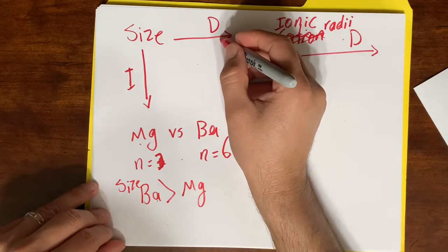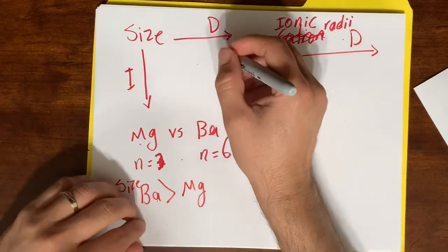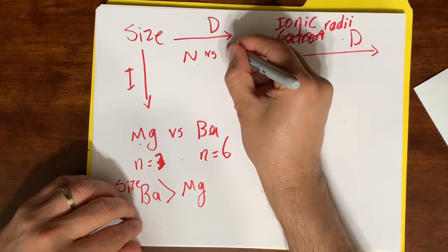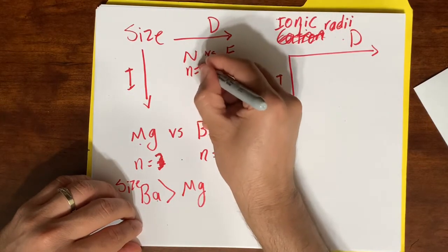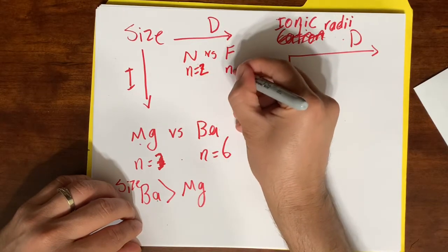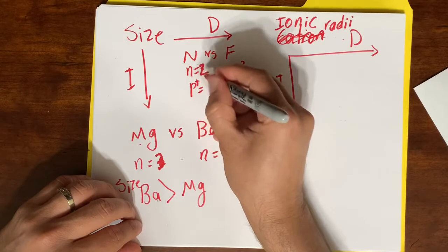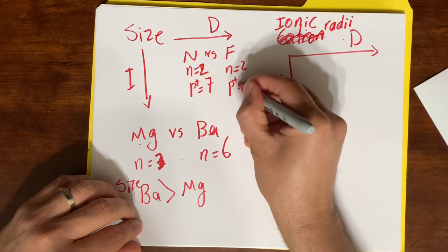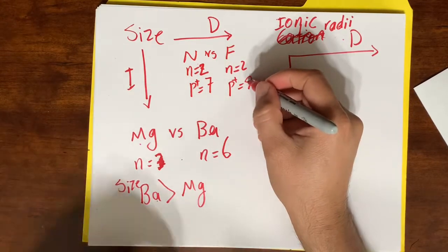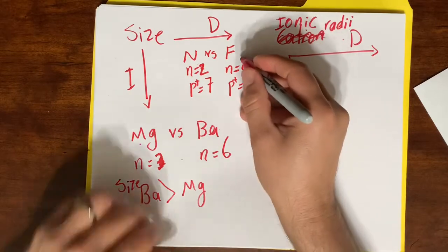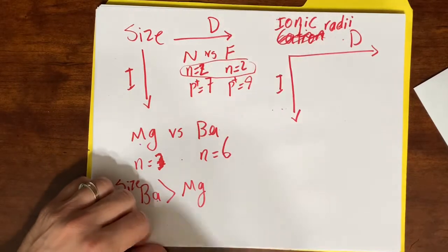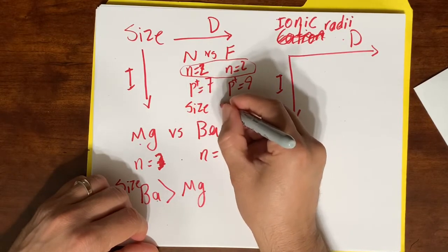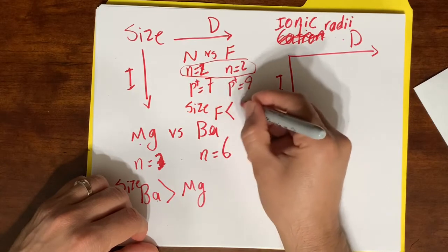And here we said we go with number of protons. An example, nitrogen versus fluorine. Nitrogen n equal 2, fluorine n equal 2. Number of protons: here we have 7, this one 9. The one that has more protons will be smaller because we are talking about identical n. So the size of fluorine will be less than nitrogen.